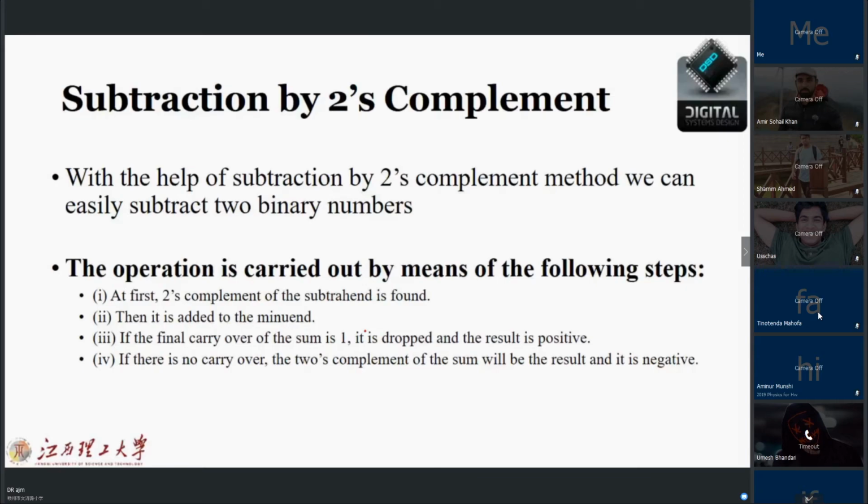The process is that first we take the 2's complement of the second number, then we add it. If there is a final carry, it is dropped and the result is positive. And if there is no carry, the 2's complement of the sum will be the result, and it's negative. Okay, let us see these rules in an example.